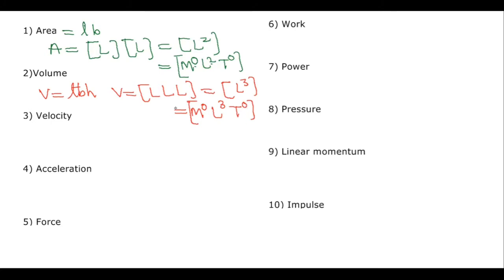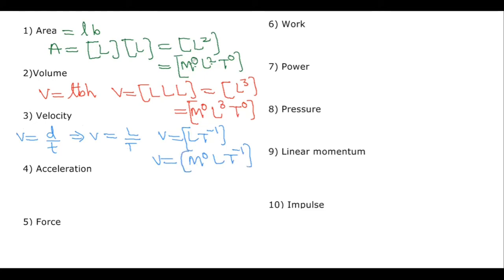Now coming to the velocity. We know the velocity equation. Velocity is equal to distance by time. Distance is also nothing but length. Length dimensional formula is L, and this is time T. Carry it to the numerator, then L T minus 1. The dimensions of the velocity. Is it clear? And you can write velocity also like this, M0 L T minus 1.